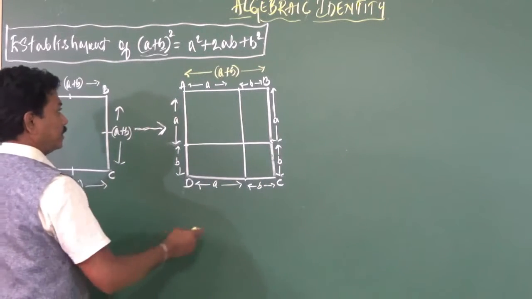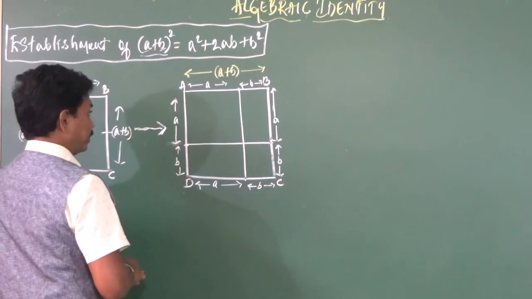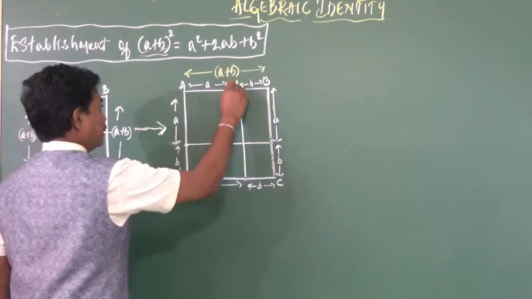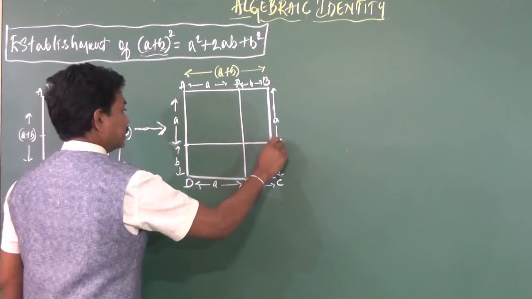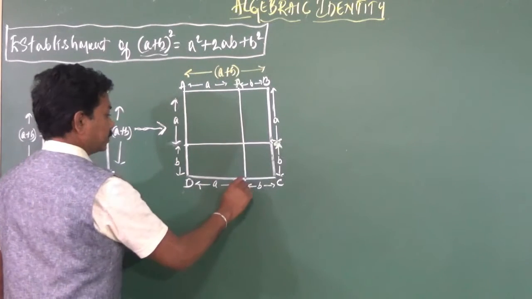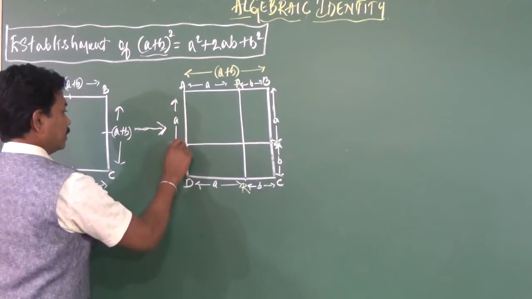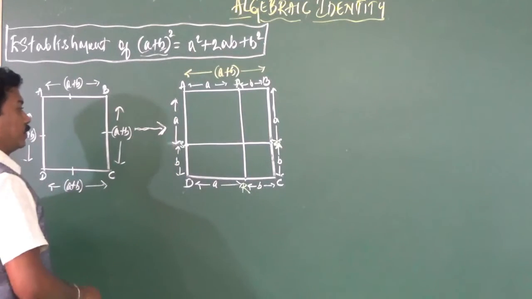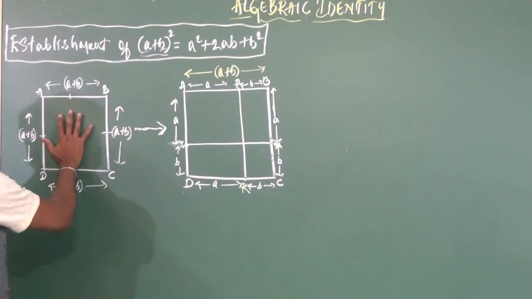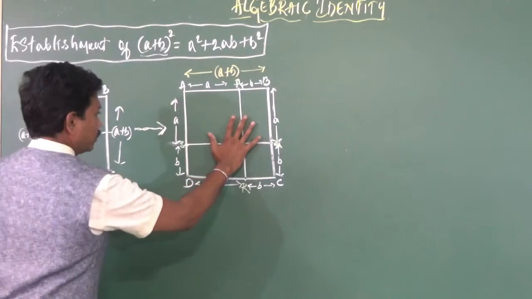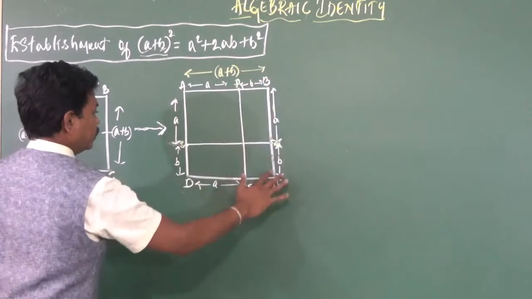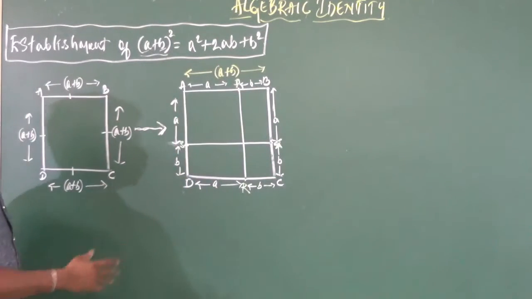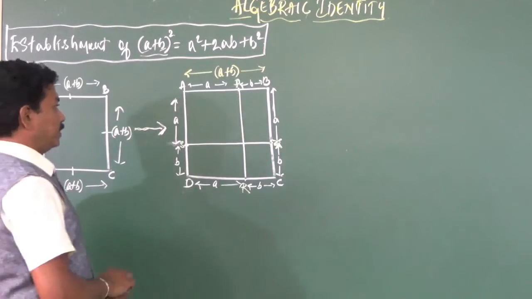Now let us name the points here. Let us take it as point P. Let us take it as point Q. Let us take it as point R. And let us take it as point S. So now we had a square here, but now we have the same square, but this square is divided into 4 different polygons. 4 different types of polygons we have.